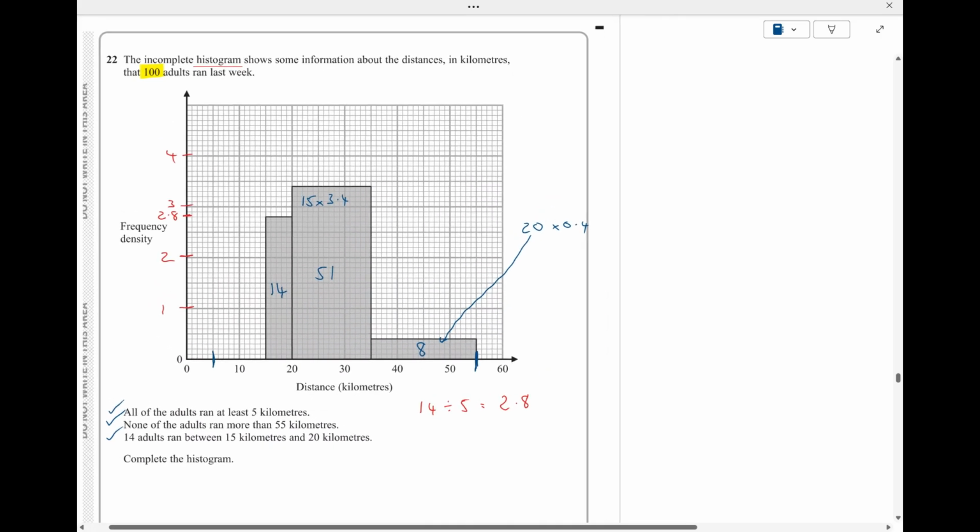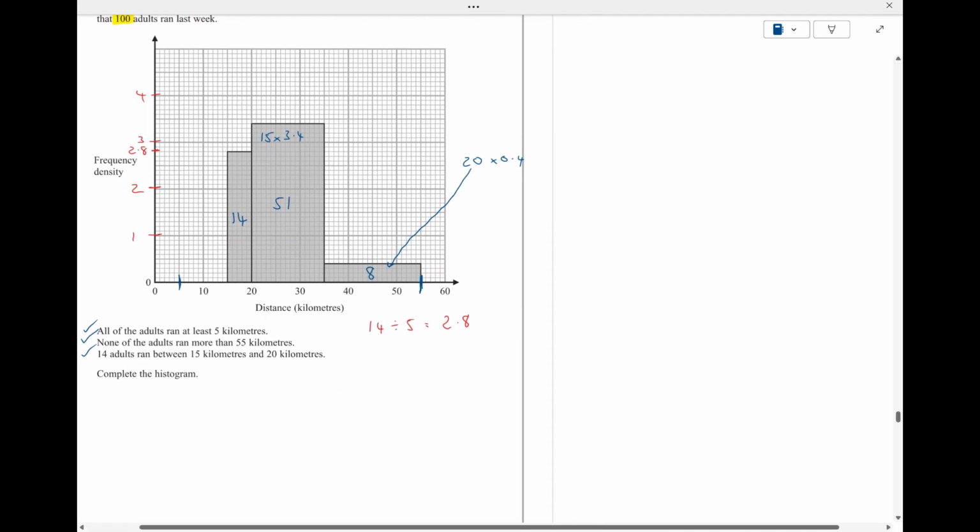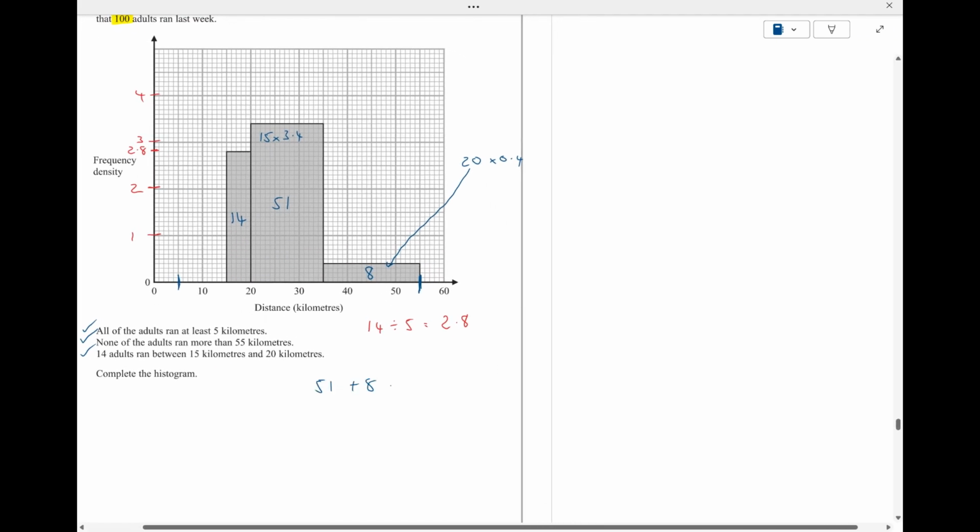Right. Let's go back to the question. It says, the incomplete histogram, right, 100 adults. Okay. So far, how many adults have I done? 51 plus 8 plus 14. 73 adults. So I've got 27 adults left to put onto the histogram.